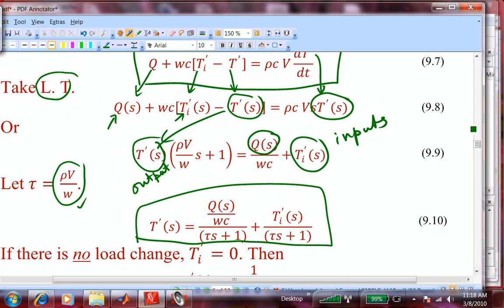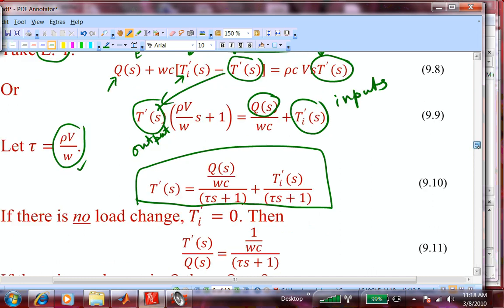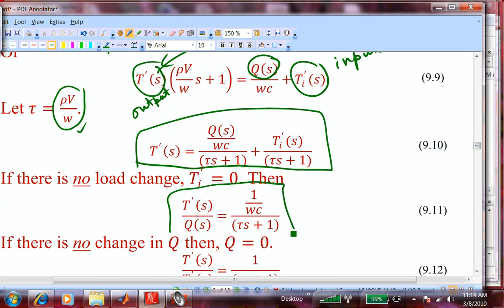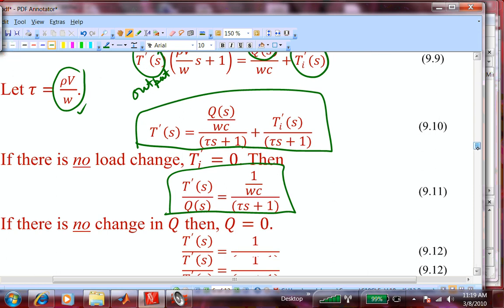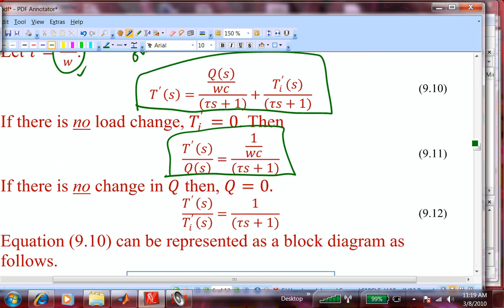If there is no load change, then Ti prime is zero. Then I get a simpler transfer function that relates the output T prime, the outlet temperature, to Q prime, the heat rate. That is when there is no load change. When there is no change in Q, but there is a change in the load, that is, I'm keeping the heater constant and changing the inlet temperature, then the relationship between the outlet temperature and the inlet temperature is given by this. How did I get each one of them? In the first case, I put Ti prime equal to zero, and what I'm left with is this term. In the second case, I put Q equal to zero, and what I'm left with is T prime divided by Ti prime equals 1 divided by tau s plus 1.